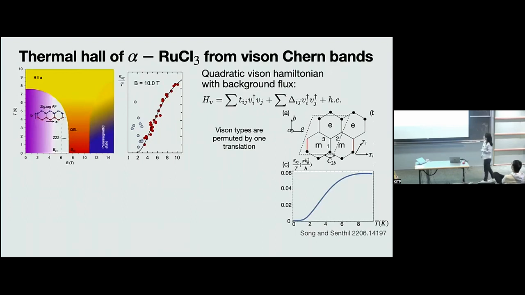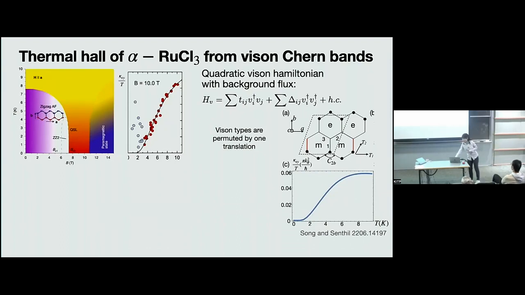And hence, we consider a phenomenological model pertinent to alpha ruthenium trichloride on the honeycomb lattice, where there is a background E and M particle. And another interesting feature in this model is that translation permutes the two vison types. Without very hard fine tuning of the vison hopping and pairing model, we can give a thermal Hall signal that is comparable to the experiment data.